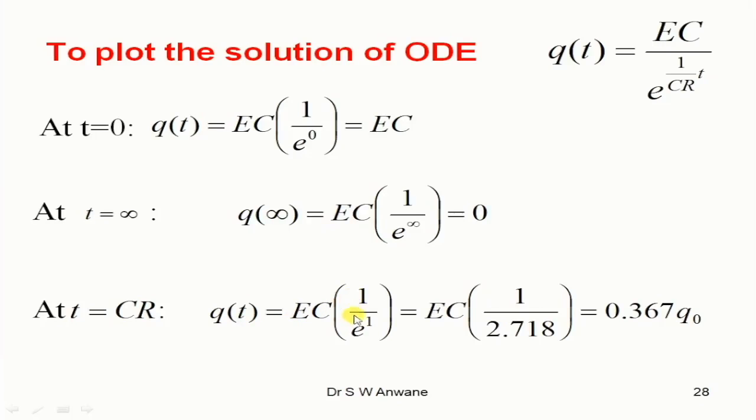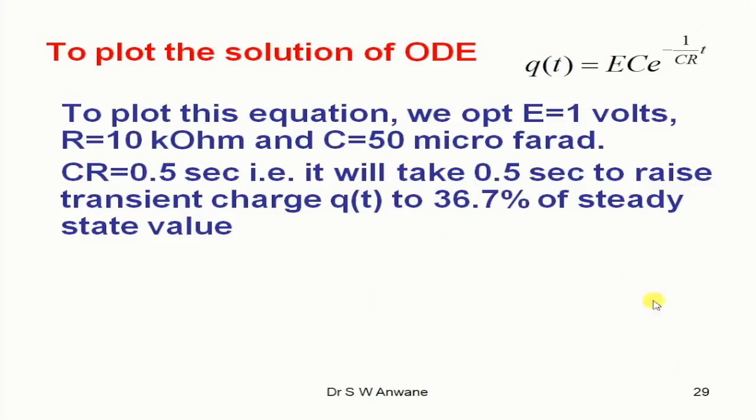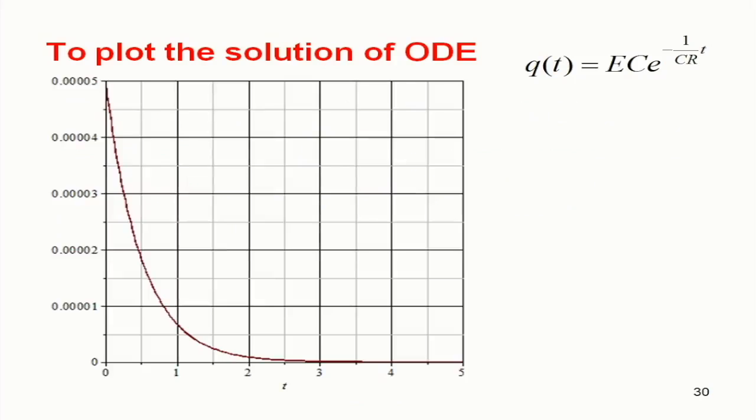At t equal to CR, very important situation, we have q of t equal to EC into 1 upon e, and that becomes 0.367 times Q0. So CR time constant now we can define as the time which takes the instantaneous charge in the circuit to 36.7% of its full value. For the same numerical situation in which we have opted a battery of 1 volt, resistance of 10 kilo ohms and capacitance of 50 microfarad, obviously it will be 0.5 seconds time to decay the charge to 36.7% of its steady state value.